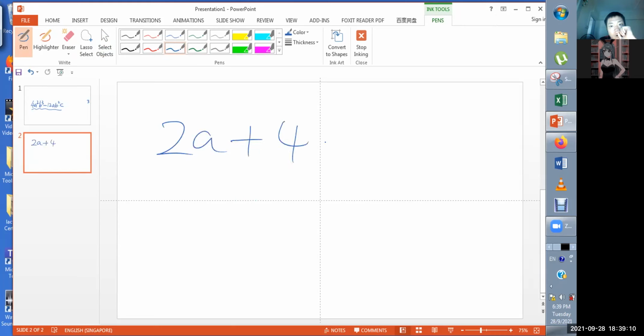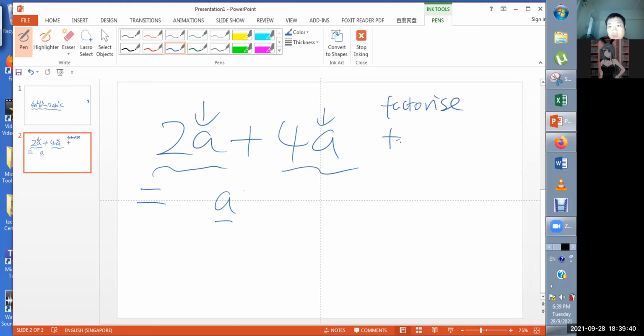2a plus 4a. Can I ask you, what is common between these two? A. What else? Besides A, what else is common? So you say A, both have A. So when you have common, you take out. This is called factorize. Factorize means you take out common factors.